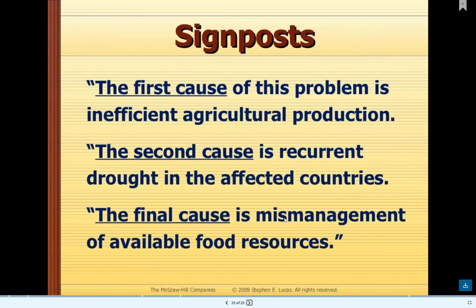The first cause of this problem is inefficient agricultural production. Second cause is recurrent drought in the affected countries. And the final cause is mismanagement of available food resources. So these are signposts, three different signposts, and there could be more than that as well. They are highlighting the speaker's idea, thought or main points.